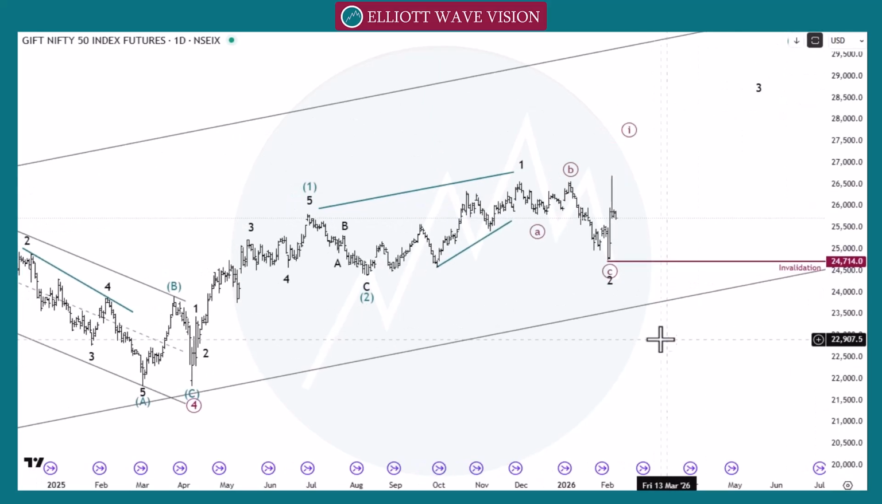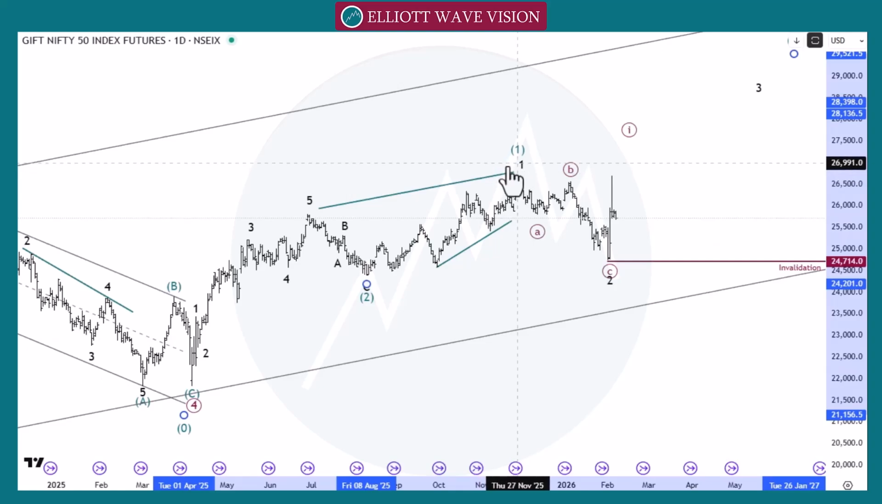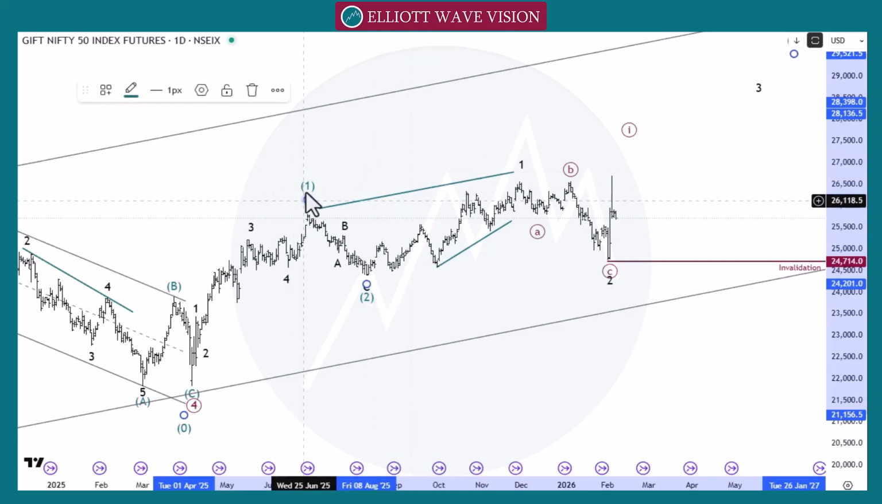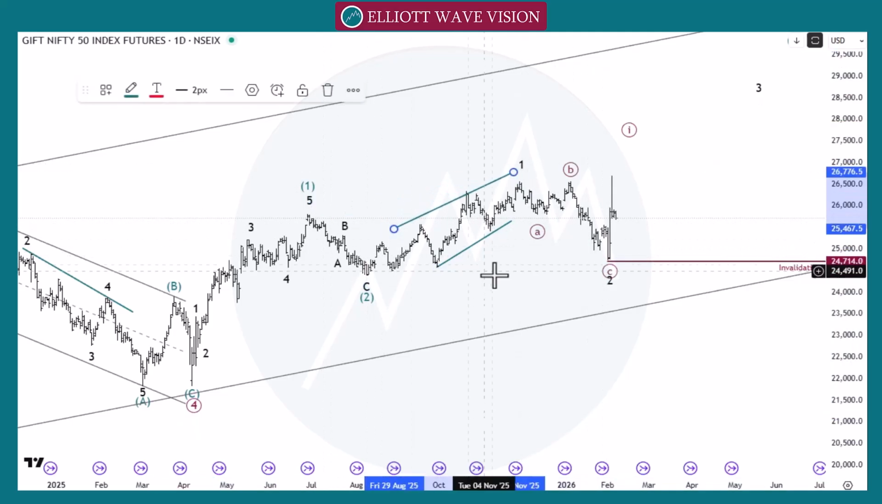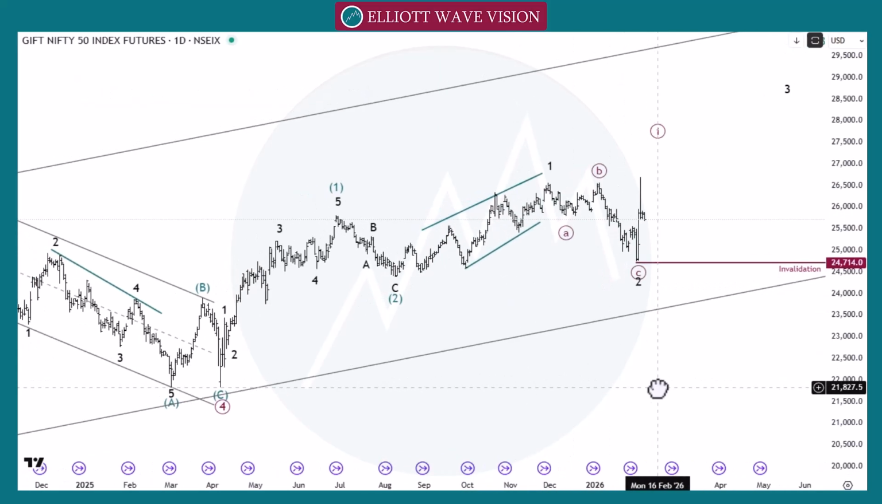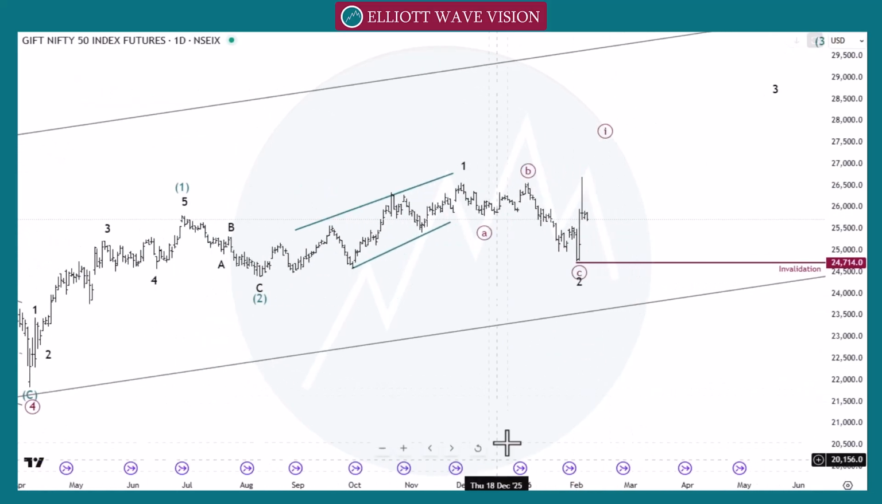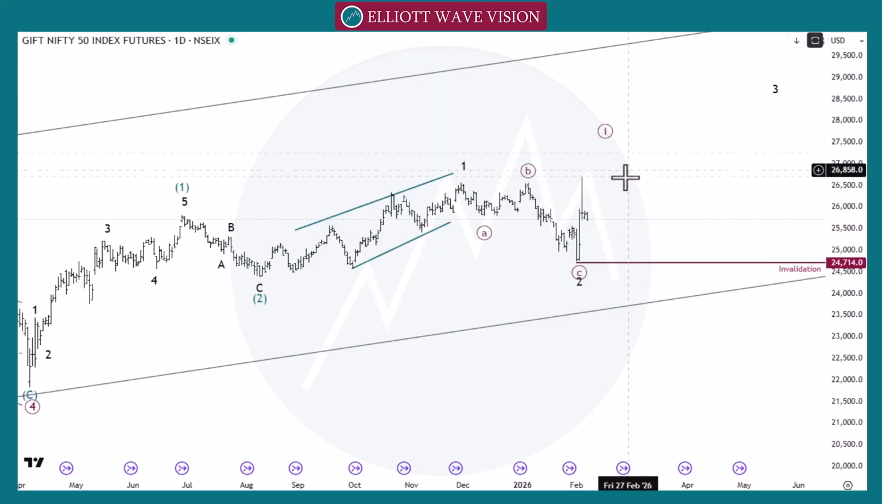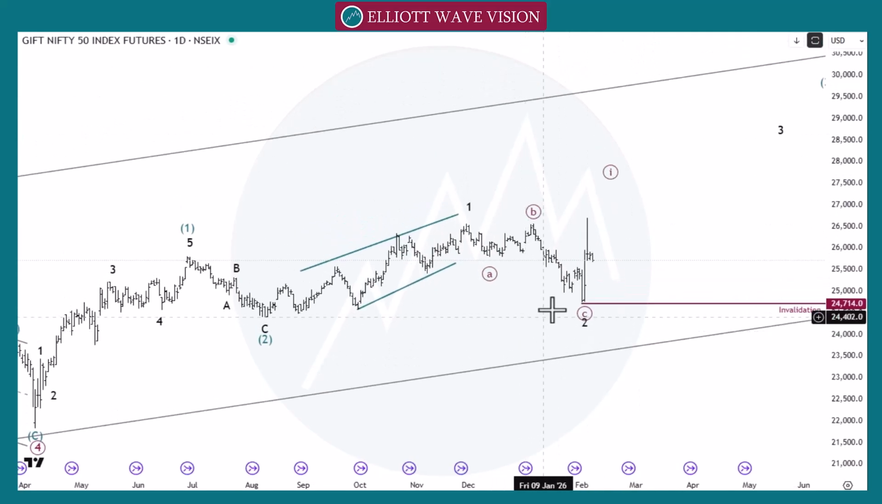We can count this whole structure as a leading diagonal, as a green wave 1. But we count the structure as green wave 1, green wave 2, black wave 1 and black wave 2 like this. As we discussed in our global indices video, Nifty is ready to go towards the bullish side, we need to wait for the classic trading level pattern like this.